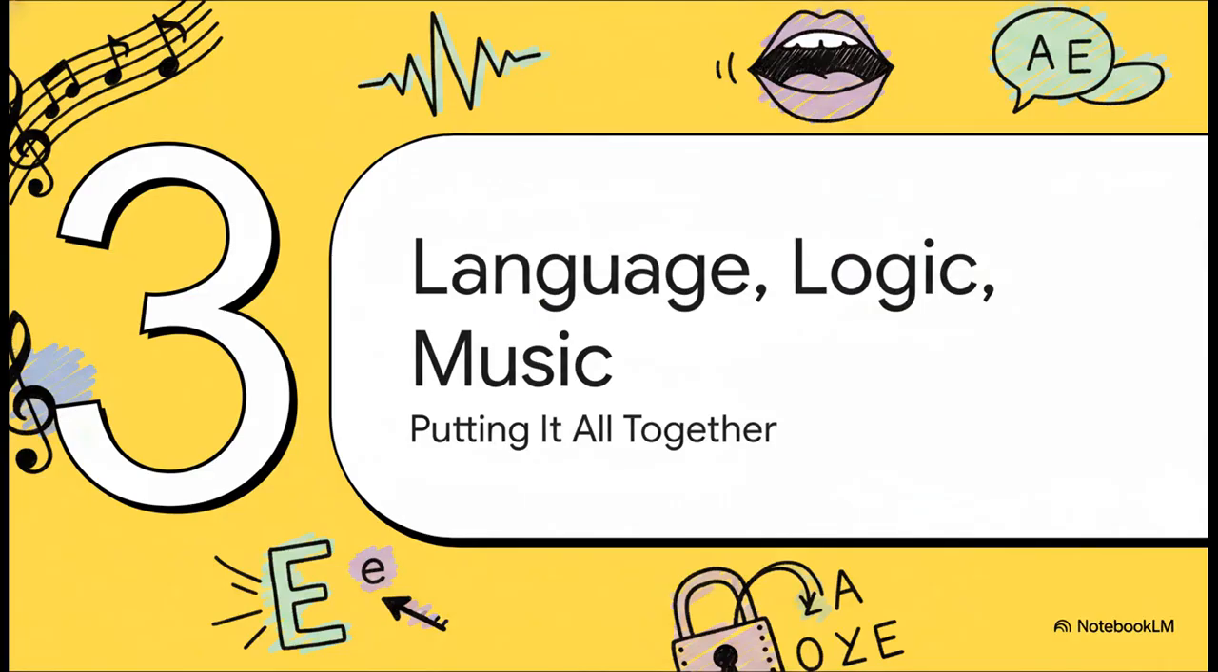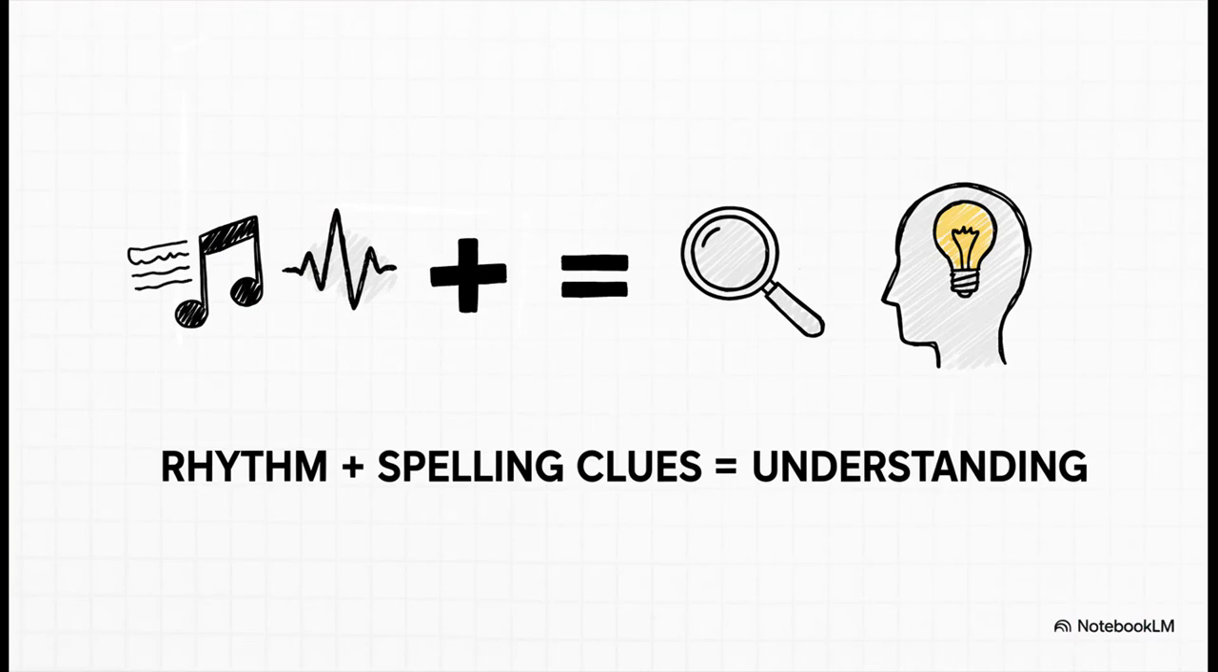All right, let's put all the pieces together. Because when you combine the rhythm of how we speak with the logic of how we spell, this whole puzzle really starts to make sense. So here's the big takeaway. Pronunciation suddenly becomes predictable when you learn to listen for the rhythm and look for those spelling clues. It's not about making random guesses anymore. It's about understanding the music and the structure that's been hiding in the language all along.